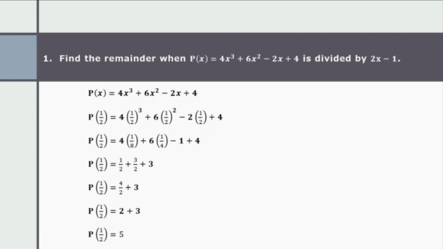The remainder when we divide 4x raised to 3 plus 6x raised to 2 minus 2x plus 4 by 2x minus 1 is 5. In here, we use the remainder theorem. But notice that in the second example in the synthetic division, it is similar to the remainder that we get. So we also have 5.